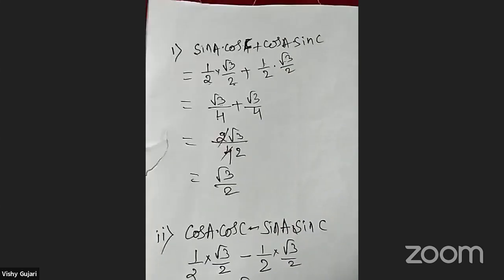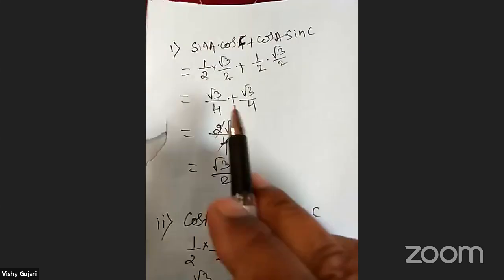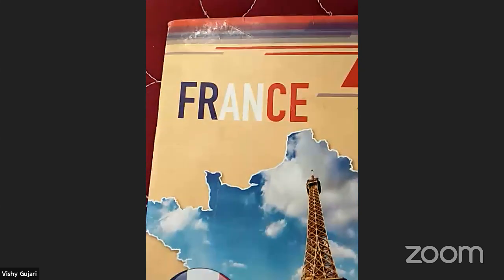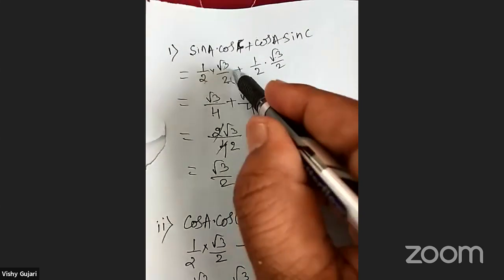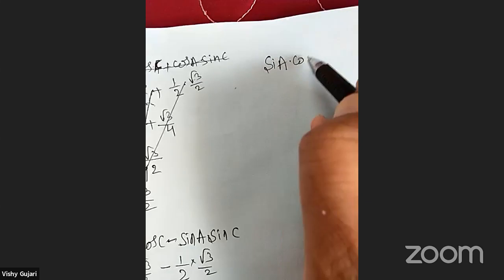Okay, write down. Sir, cos C value is 1 by 2. You have written root 3 by 2, this is absolutely wrong. Just a minute. Cos A is root 3 by 2. Sir, cos A is equal to root 3 by 2. Okay, tell me once again. Sin A is equal to 1 by 2.